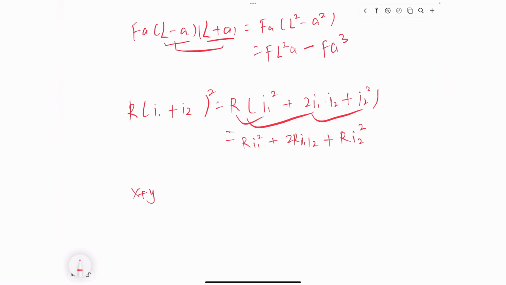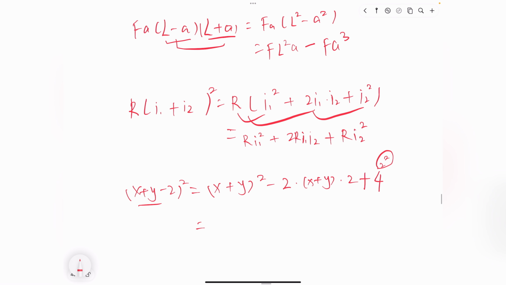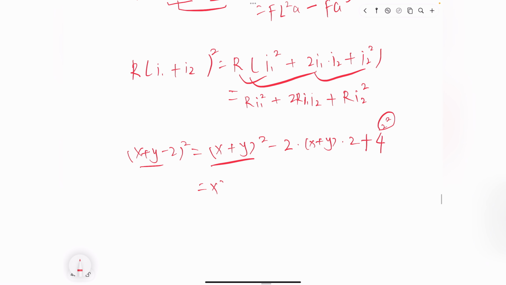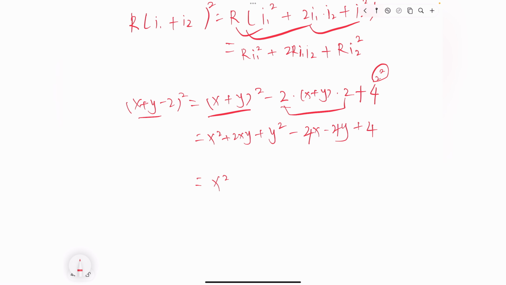If we have (x + y - 2) squared, we could put these two together first, so that we have (x + y) squared minus 2 times (x + y) times 2 plus 2 squared. This is still a perfect square, so we have x squared plus 2xy plus y squared minus 4x minus 4y plus 4. 2 times 2 is 4, plus 4.